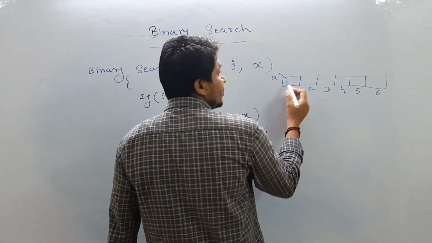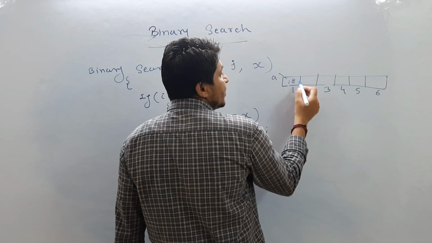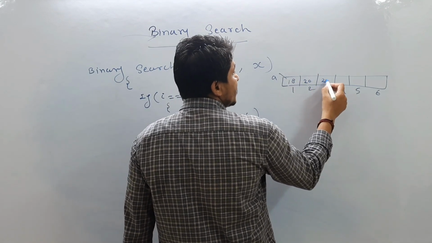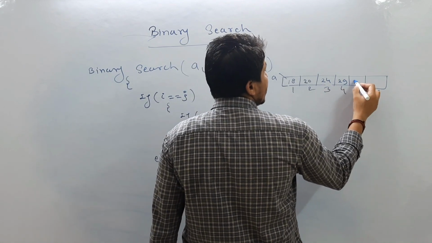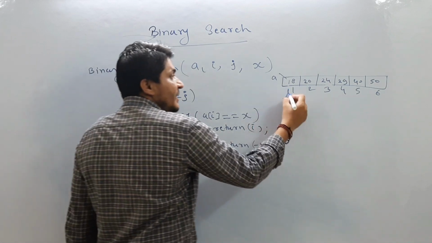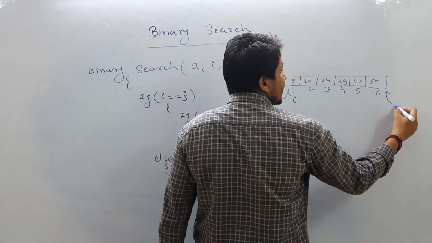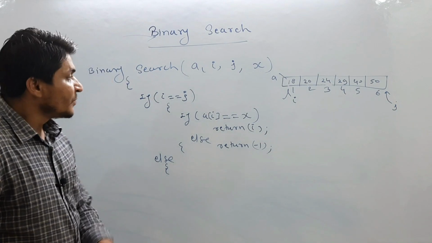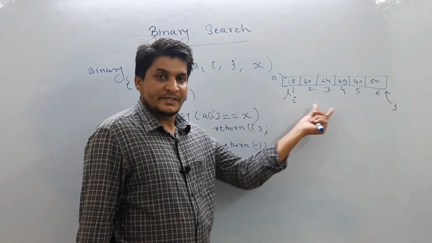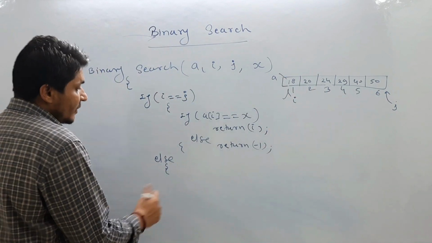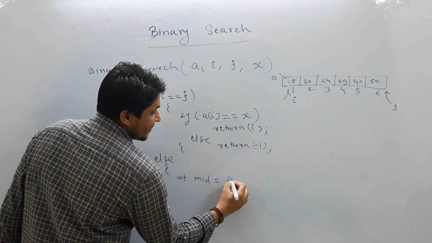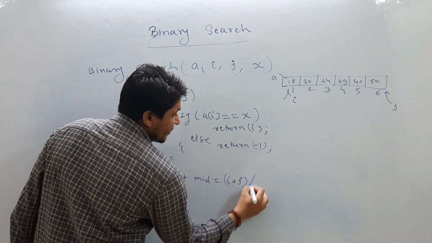So what could be the values? Let's suppose it is 18. The next value could be greater than 18, so let's suppose 20, because the array is a sorted array. Let's say 24, 29, 40, and 50. Now this is the starting index, which is i, and this is the last index j. Because the array contains more than one element, binary search says first calculate the mid value. So how to calculate mid? Mid is i plus j divided by 2.